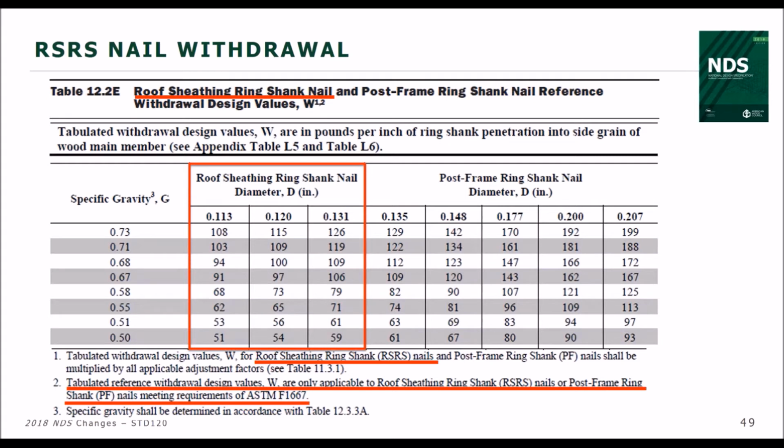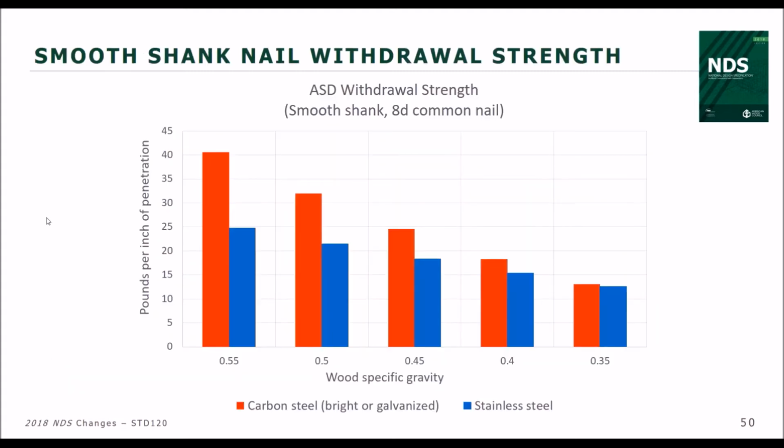So these are only applicable to roof sheathing ring shank nails or post frame ring shank nails meeting the ASTM F1667 standard. So again, that's where we've kind of dropped out what we used to call a threaded nail, a deformed shank nail, those helically threaded nails and others that aren't really defined yet by F1667. So as we get more data, we may be able to bring those back, but that's what we have for now. And so we already talked about that.